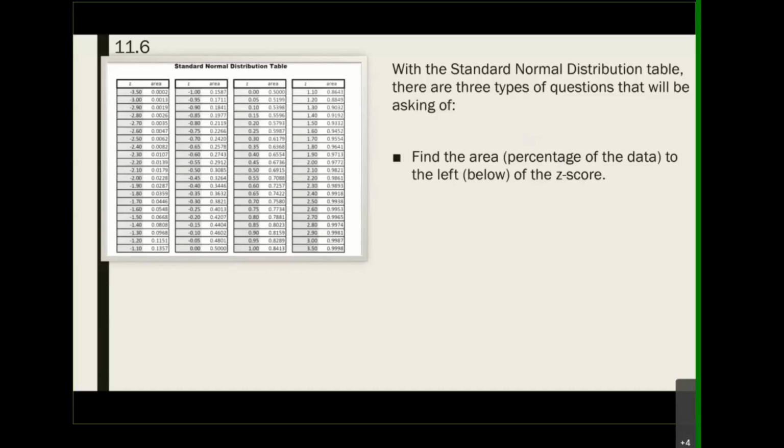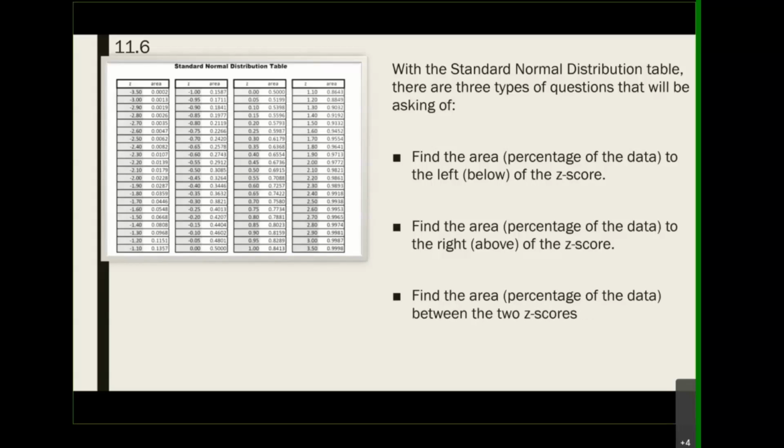Again, the three types of questions they will ask you are to find the area, percentage, or probability of the data to the left of the z-score, below the z-score, or less than the z-score. Those three items, left, below, and less than, are all the same. It's basically find the area to the left of this z-score. Similarly, find the area or the percentage to the right of the z-score. And the other one is find the area between the two z-scores.